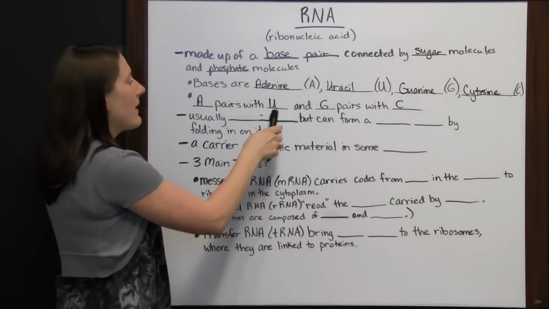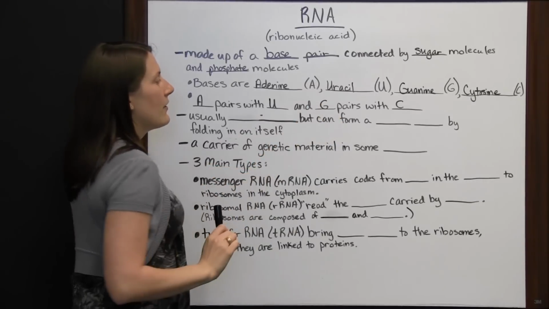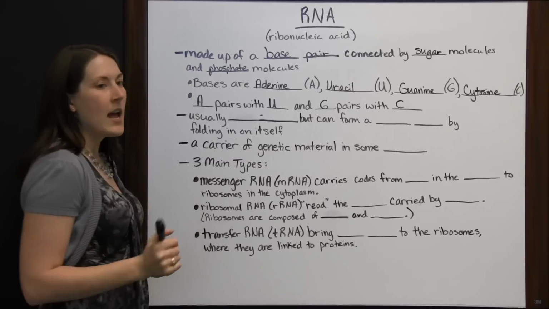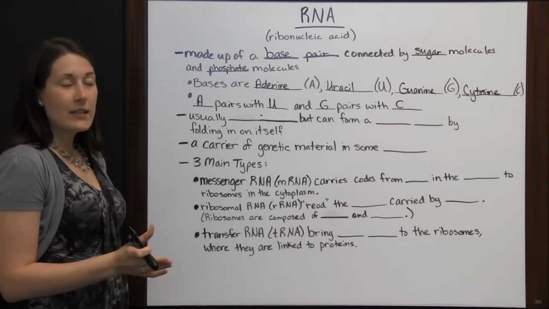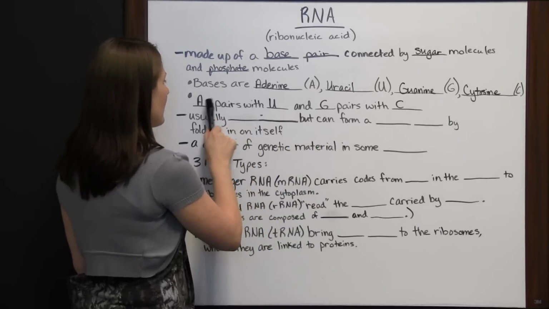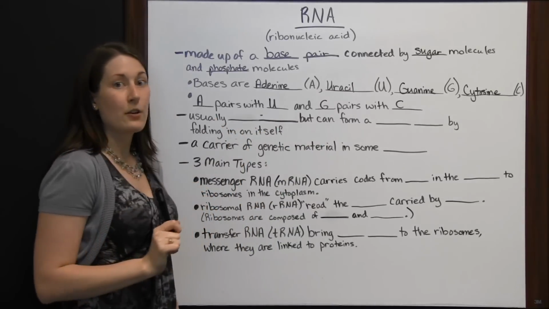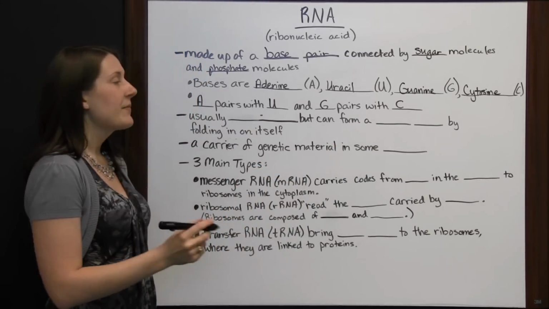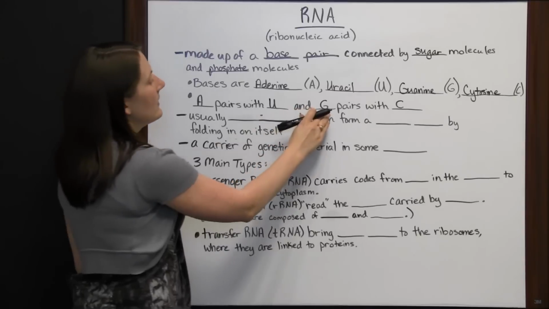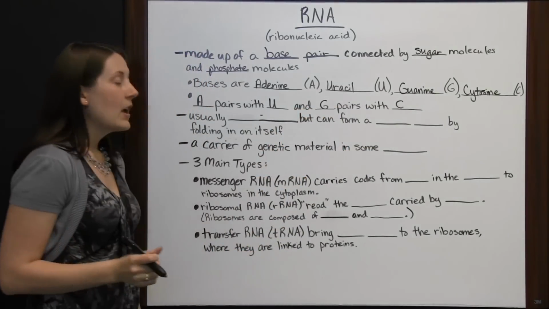Now in DNA, you have thymine as your other base, the base that pairs with adenine. But in RNA, you've got a different base. So you can think of it as your two abbreviations that are vowels paired together and your two curved abbreviations paired together. So adenine with uracil and guanine with cytosine.